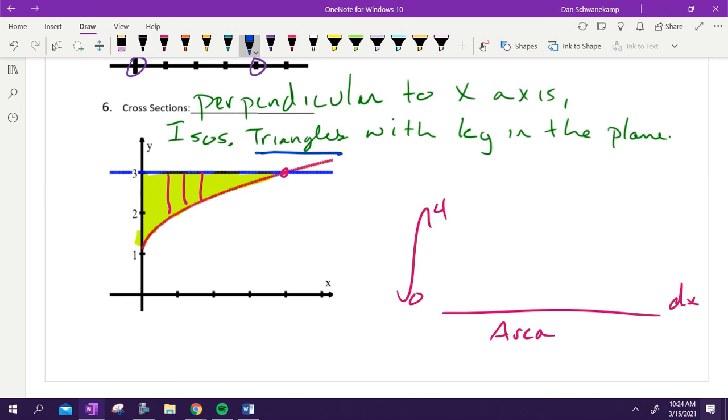What are my cross sections going to be? Triangles. What's the formula to find the area of a triangle? 1/2 base times height. Okay, but it's an isosceles right triangle, so what else could we say? Base squared, because in isosceles triangles, two of the sides are going to be the same. So 1/2 base squared. What's my base going to go from? This line minus that line, so it's just 3 minus that line right there, which is square root of x plus 1. That's it.